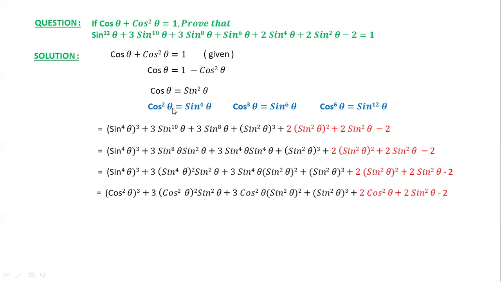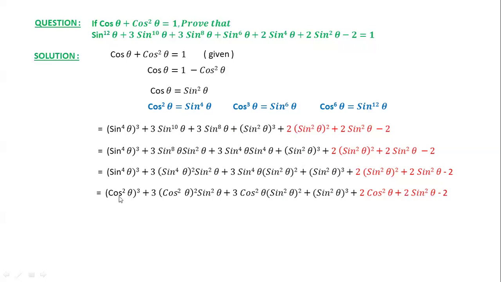Next step. Sine raised to 4 theta is cos square theta. So I'm going to replace this with cos square theta. So cos square theta raised to 3 plus, again sine 4 is cos square, so cos square theta raised to 2. Sine square I'm keeping as it is. Again sine raised to 4 theta is cos square theta, again write it as cos square theta. And sine square theta raised to 2 plus sine square theta raised to 3 plus sine square theta. Sine square theta is cos theta, so sine square is cos and cos square is cos square theta. So 2 cos square theta plus 2 sine square theta minus 2.